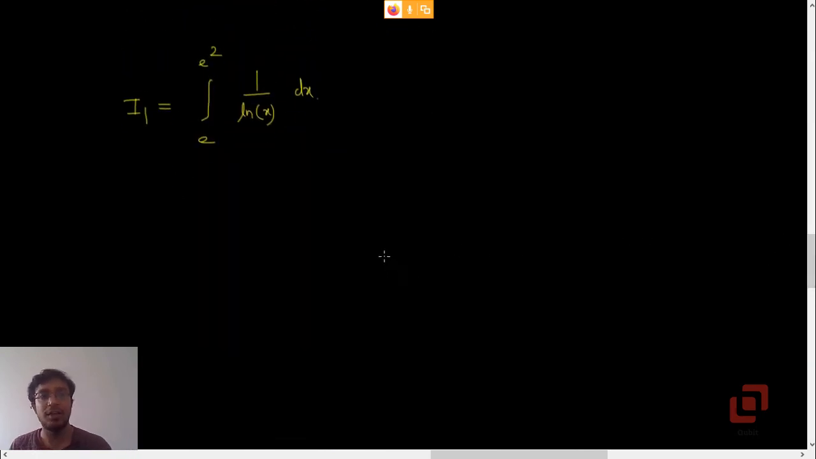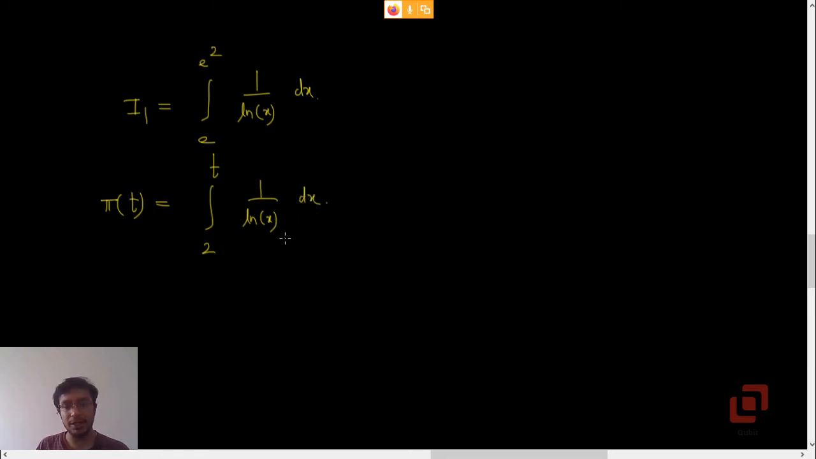Now what I am going to do is define a new function. I am going to call it pi of t. I am going to define this function as follows. I am going to take the lower limit as 2 and the upper limit as t, and I am going to keep the integrand as it is.